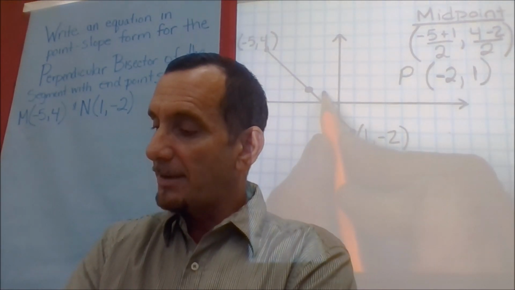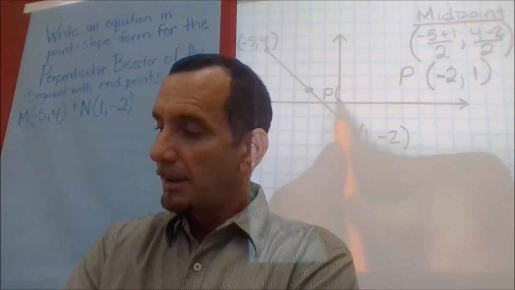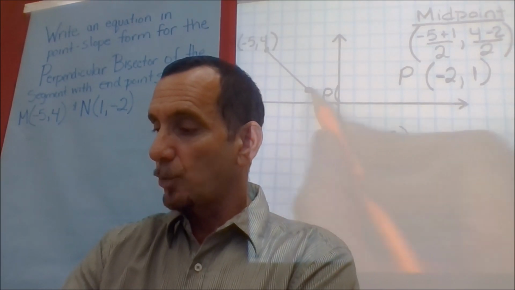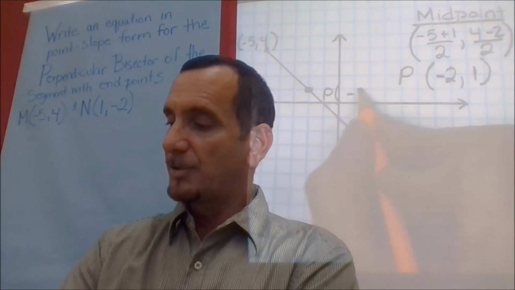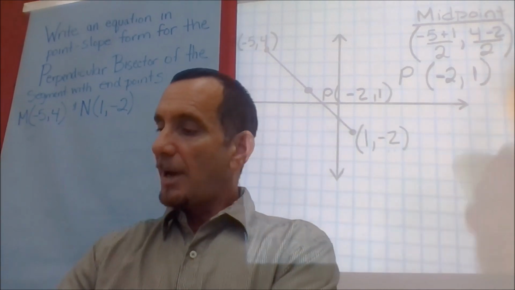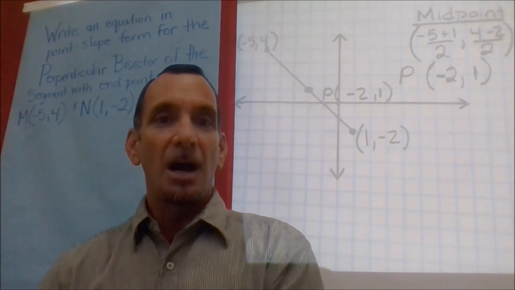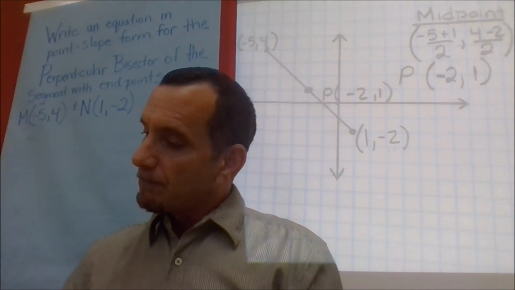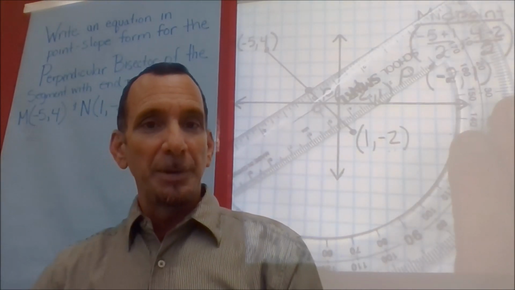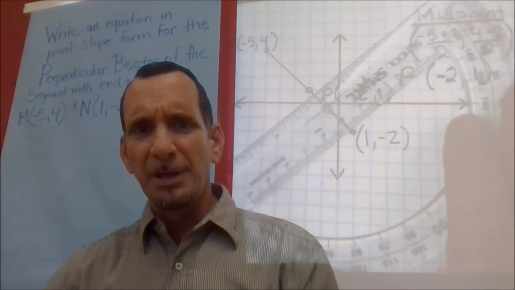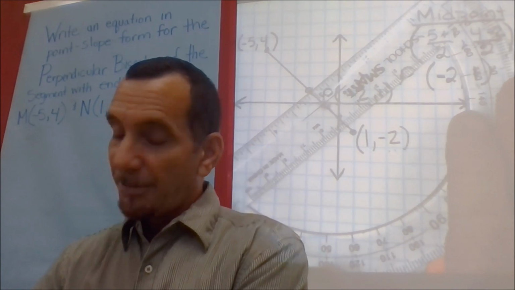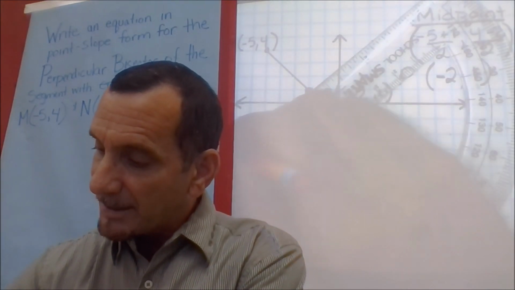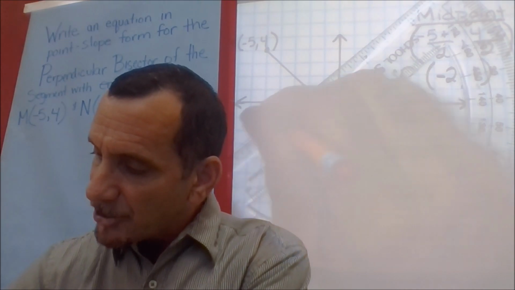So here's a point that I need. P is (-2, 1). And it looks like that is the midpoint. It just worked out nicely. (-2, 1). So I've got a point on that perpendicular bisector. Now, I know that the perpendicular bisector is a perpendicular line through the midpoint because it is a bisector of that segment. I'm just going to kind of sketch it right now.